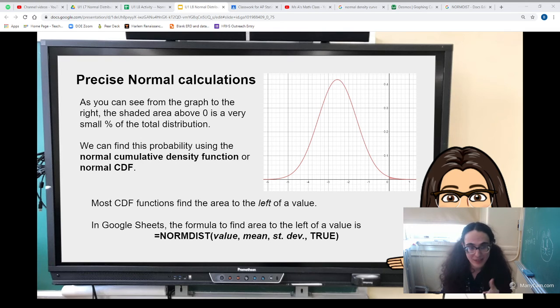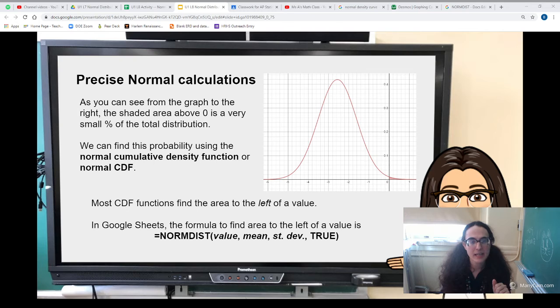In fact, we can, using a calculator, or in our case, Google Sheets. Most calculators, and Google Sheets is included in this, most commonly do this using what's called a cumulative density function. We talked about cumulative frequency and cumulative relative frequency back in lesson 6 about percentiles. So now we're just applying the same kind of idea, but now to density instead of relative frequency.